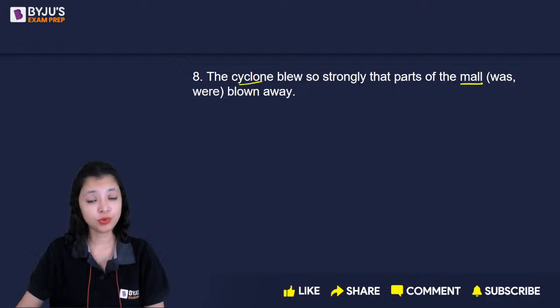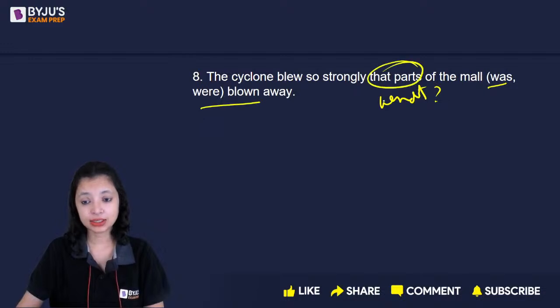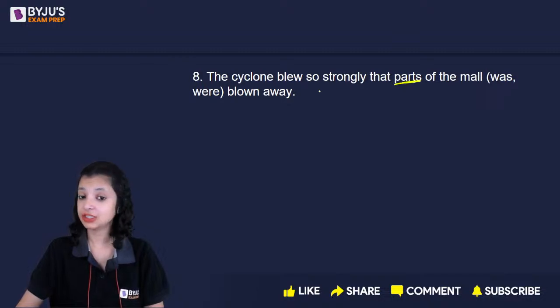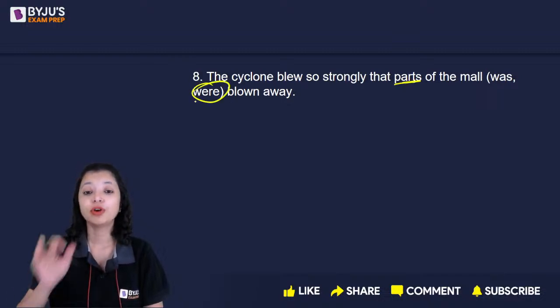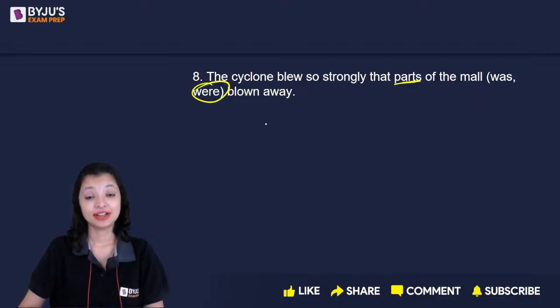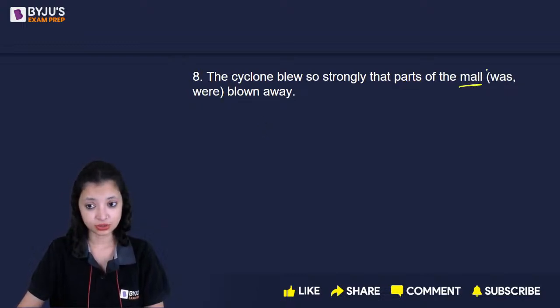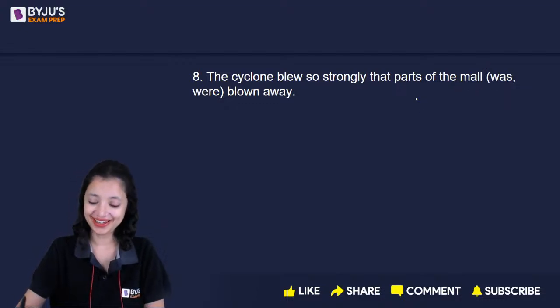How do we identify? What was blown away? Parts were blown away, right? Parts of mall. So the correct subject is parts. Since it is plural, we need a plural verb form, were blown away. The correct sentence should be: the cyclone blew so strongly that parts of the mall were blown away. Don't consider mall as your subject. It's the parts that blew, not the mall, right?